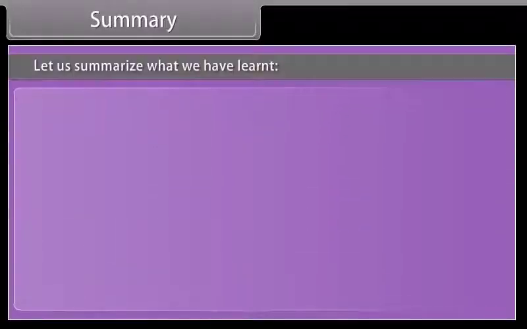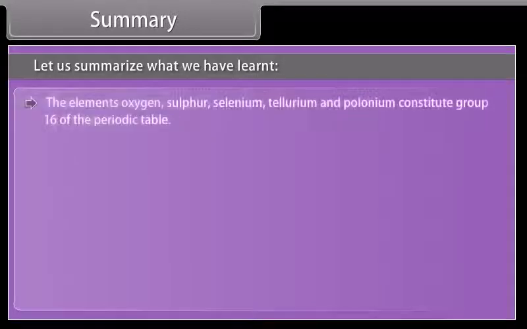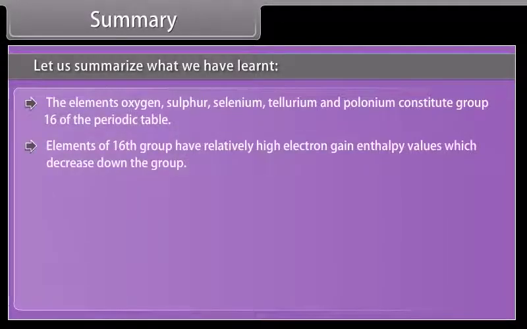Summary. Let us summarize what we have learnt. The elements oxygen, sulfur, selenium, tellurium, and polonium constitute group 16 of the periodic table. Elements of group 16 have relatively high electron gain enthalpy values, which decrease down the group.